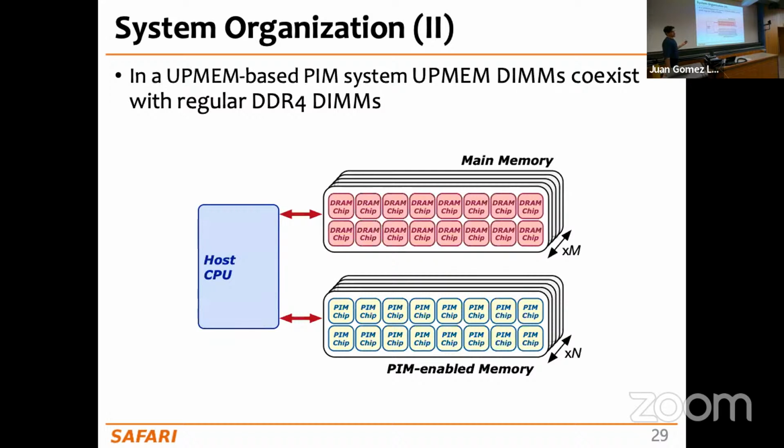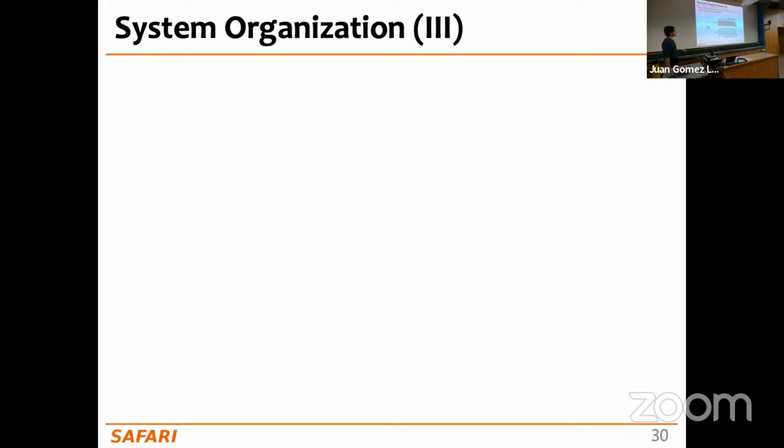And here is essentially the same picture, but with a different style, right? You see the host CPU. The host CPU has one or more memory controllers, one or more memory channels. Connected to these memory channels, we have multiple DIMMs. Some of these DIMMs correspond to conventional DDR memory, for example, DDR4, that are the main memory, and then we have the UPMEM DIMMs, the PIM-enabled memory.